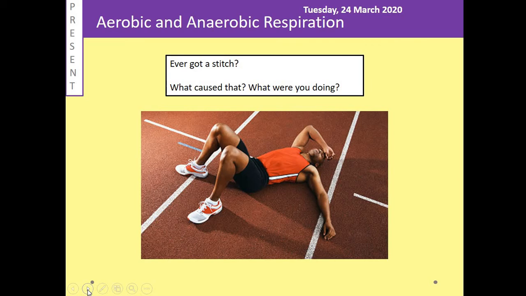When we have an incomplete breakdown of glucose in anaerobic respiration, we can have something built up called lactic acid, and we're going to explore this. And actually, if we've ever got a stitch, that is the cause of a stitch. It's a build-up of a waste product called lactic acid. So just to put some context into the lesson, we should be able to return to that later to explain that and think about the science behind that.